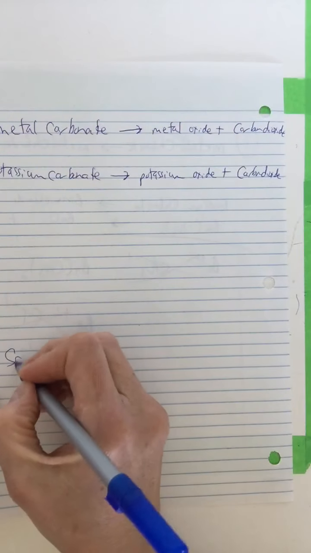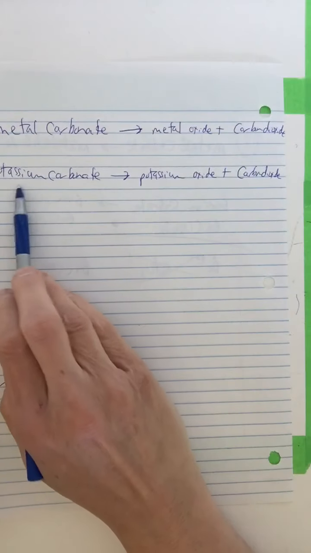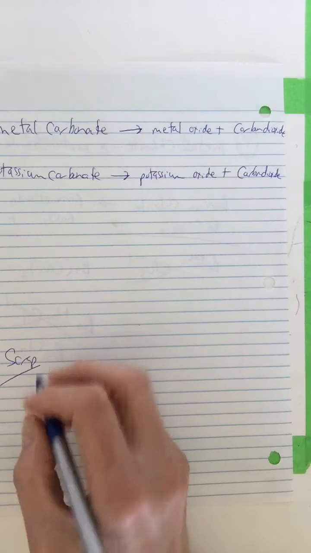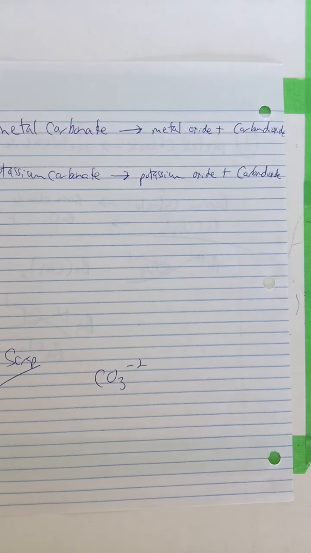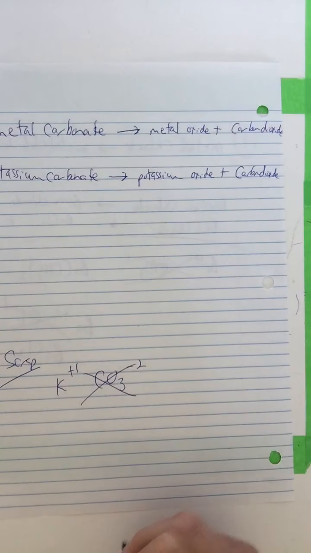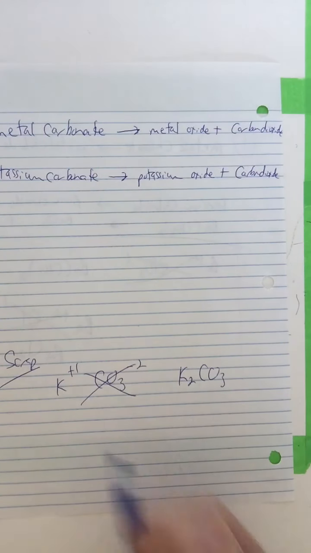So let's write that out. Let's do some scrap down here, and let's write this out in chemical formula. Potassium carbonate, what does that look like? Well, we know carbonate's CO3 -2, because we just looked that up on our polyatomic sheet. And potassium, you look right here, it's a K+1. So if we crisscross, what does that look like? K2CO3. That is potassium carbonate.